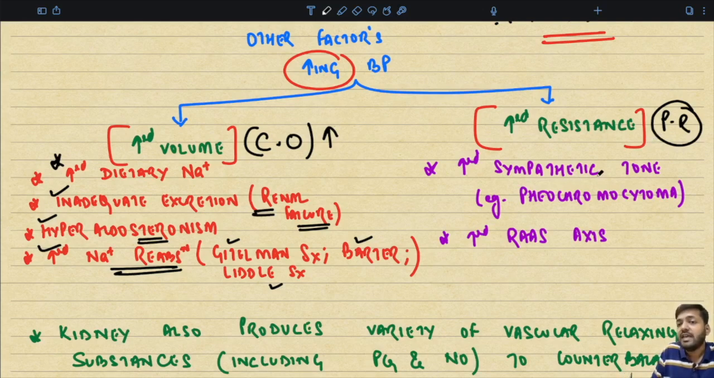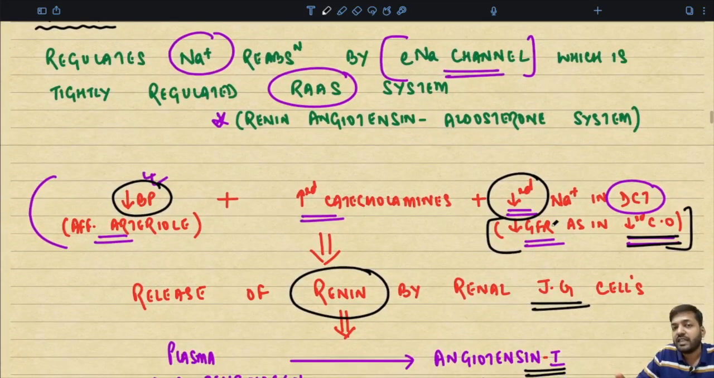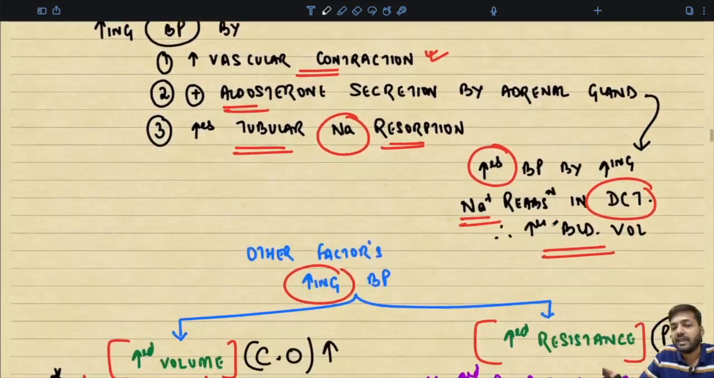Okay, so any increase in the sympathetic tone secondary to an excessive amount of catecholamines, as in the tumors of the adrenals like pheochromocytoma, will cause excessive peripheral resistance. Also excessive stimulation of the RAS pathway, as we have already seen over here. Any condition which is stimulating the RAS pathway can again increase the blood pressure.